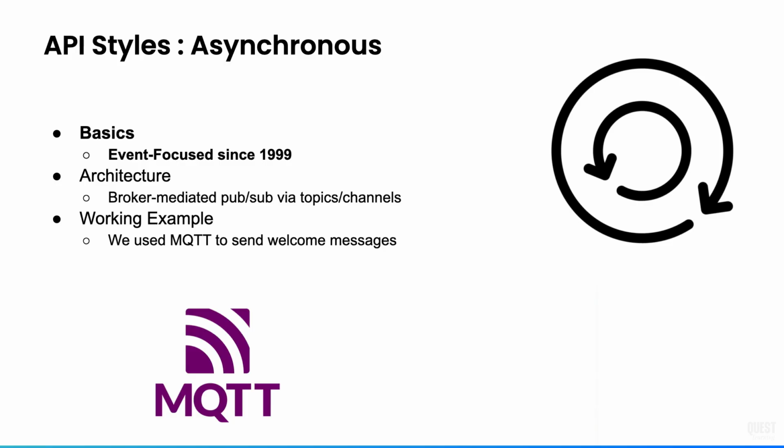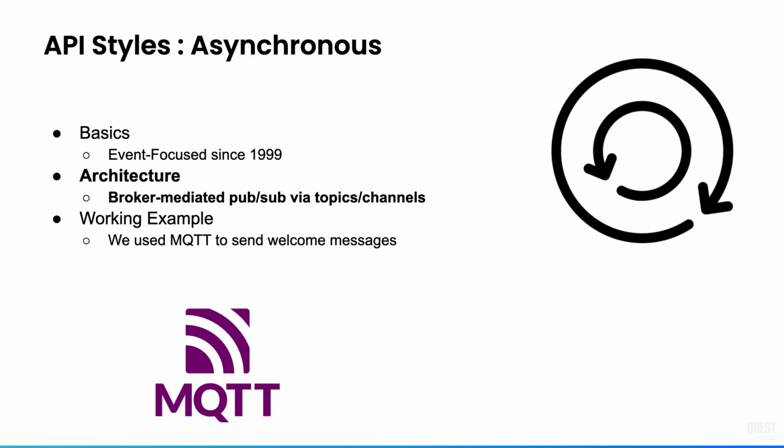So that's what it's like to set up an async API that uses the mediated broker pattern. All right, so that's how it looks in real time. Let's review what we were just talking about. Asynchronous APIs are event focused, and they've been event focused since 1999. We've got lots of history, more than 20 years of history of doing asynchronous APIs. The architecture is a broker-mediated pub-sub environment via topics and channels. That kind of puts in a nutshell all the things we need to think about.